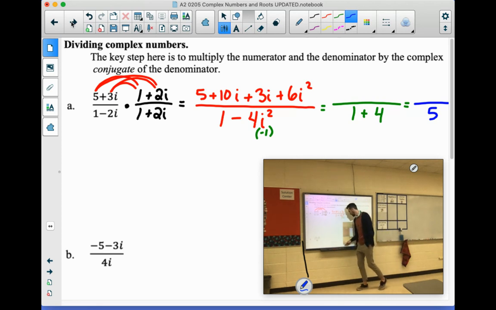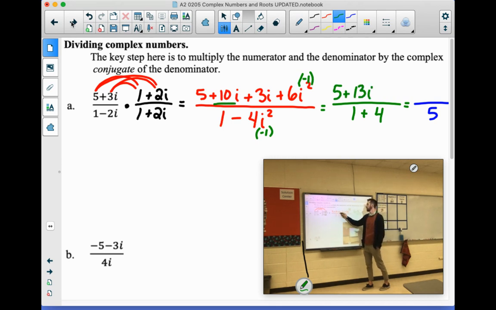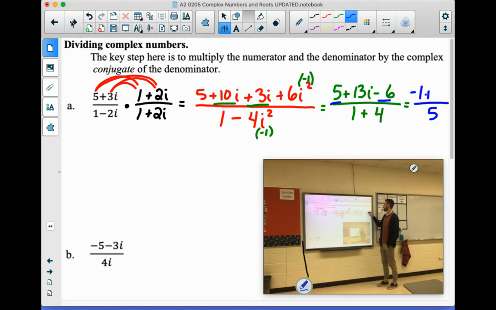We still have to mess with the top, though. So up top, let's see. 6i squared. i squared is negative 1. So we have 5 plus 13i, right? 10i plus 3i. And then plus 6 times negative 1. So that makes it minus 6. So if we combine our like terms, 5 minus 6 is negative 1 plus 13i. That would be our final answer there.